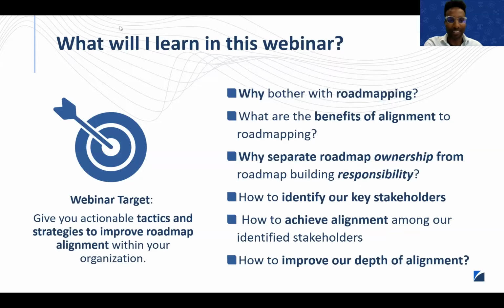Absolutely. Of course, right. What we see there on the screen is what we're going to go through, and you'll be able to walk away today with some actionable tactics and strategies, right, to maybe improve your roadmap alignment. And then, of course, Dave is able to give us some real world application as to how that actually goes. Of course, we'll start with why even roadmap, right? What are the benefits that alignment brings us? Why do we need to maybe separate ownership from responsibility? Then how do we identify our stakeholders, and achieve alignment between those stakeholders? And then what can we do overall to improve this element that we need, what we call depth of alignment? Well, let's get started.